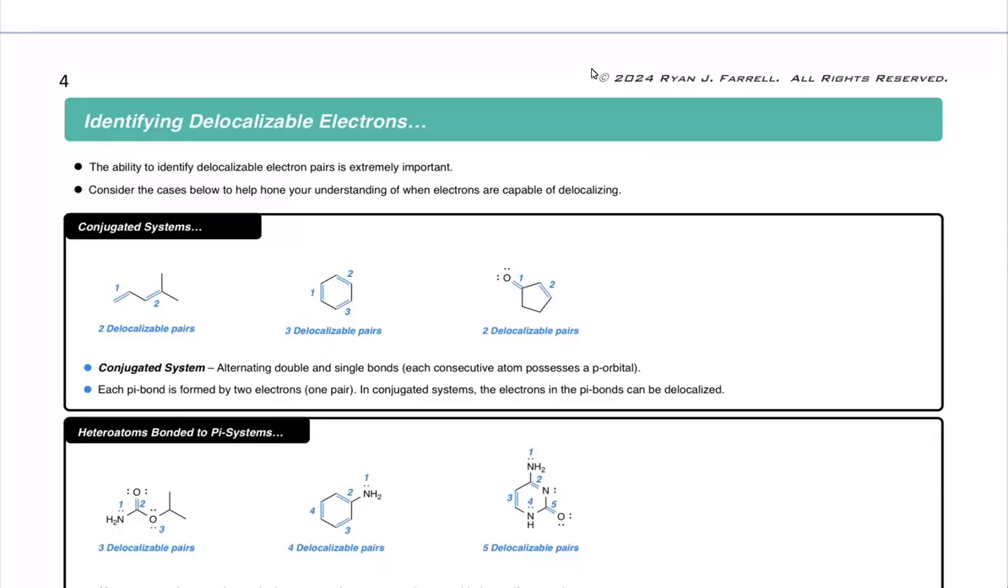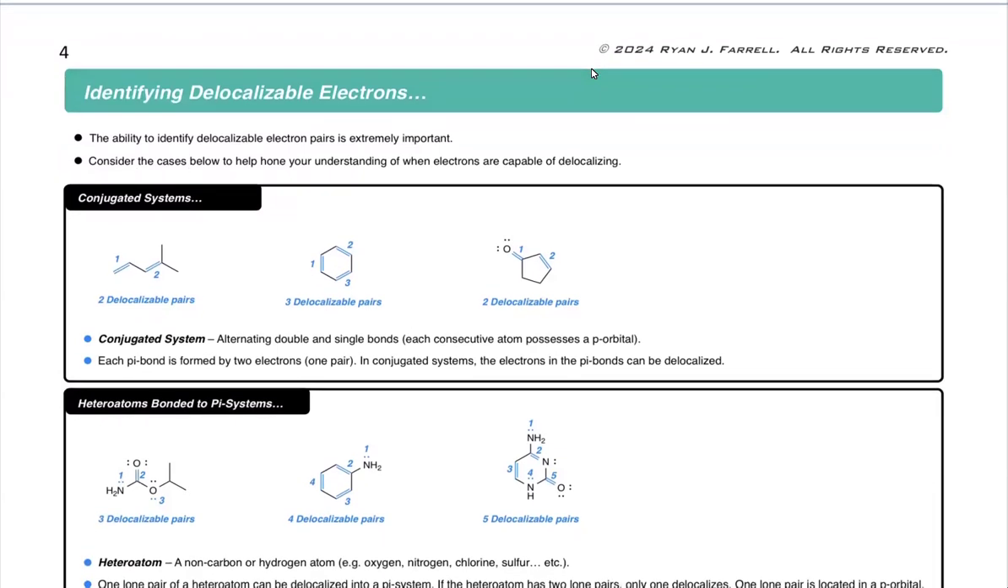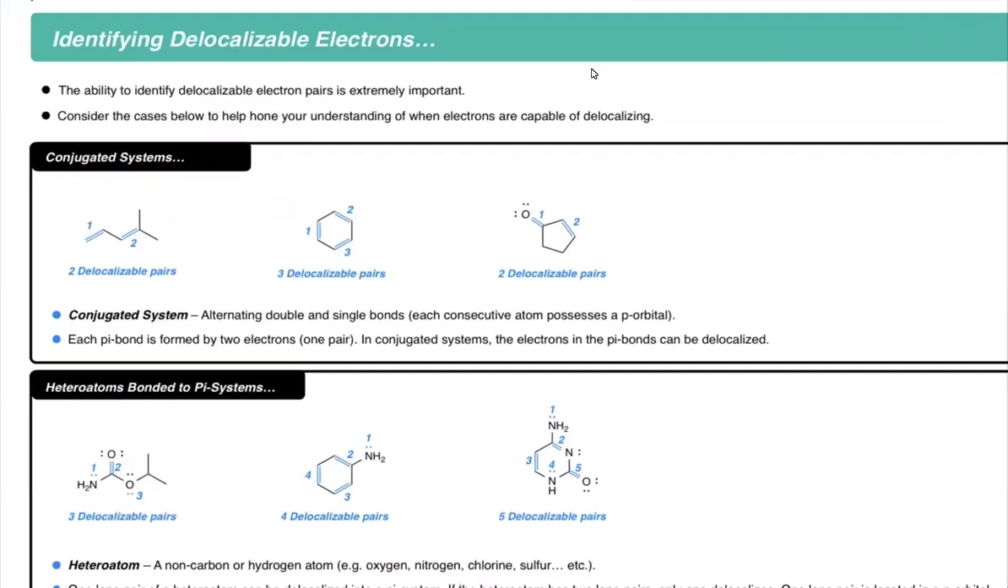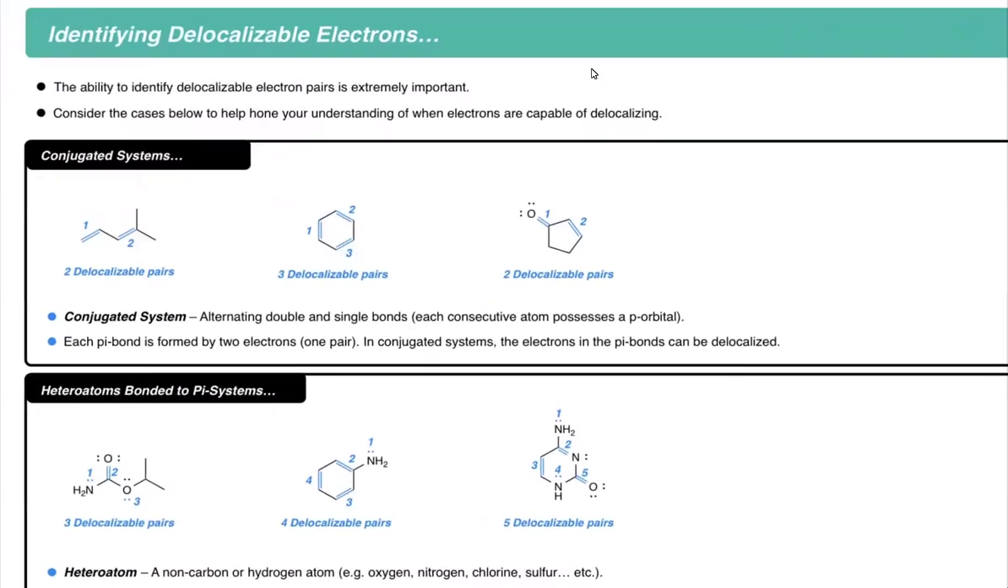All right, everyone, before we get to exam caliber examples of looking at how we track resonance and examples of that, let's talk about how we identify delocalizable electrons. Now, delocalizable electrons are electrons that are resonating, right? So the first instance of delocalizability is when we have a conjugated system. Conjugated systems have alternating double and single bonds.